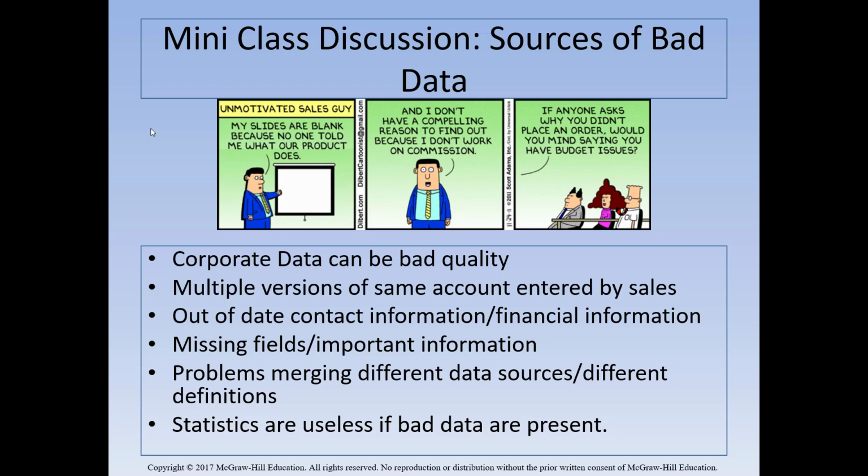I've given you some examples before. So you've got this little Dilbert cartoon for you. Corporate data can be of very bad quality. We could have multiple versions of the same account, lots of out-of-date information, missing fields, and again, problems with merging data. And all this stuff you're going to be doing over the next few weeks, which is mainly statistics, is pretty much useless if you have bad data.